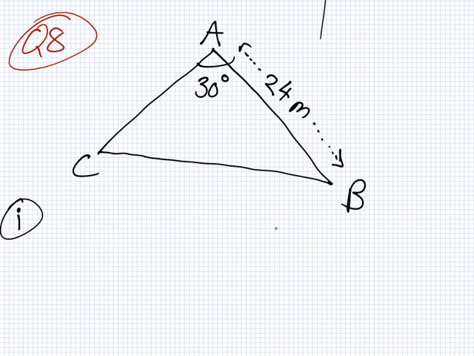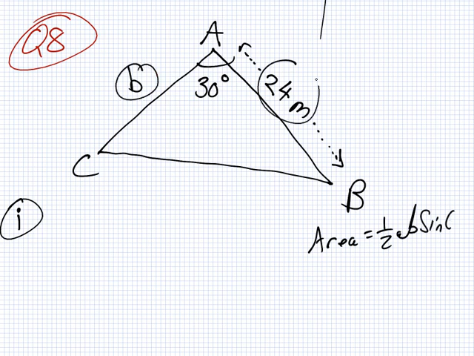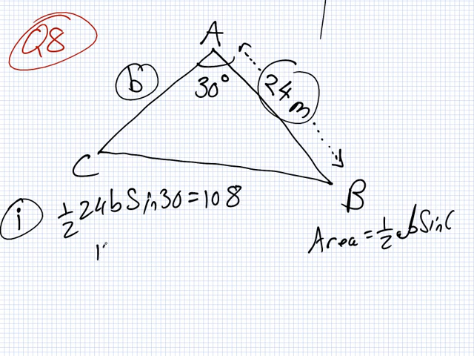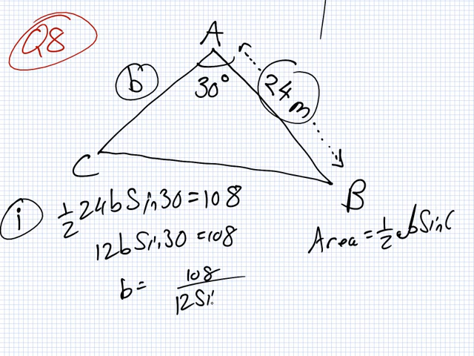Listen. The formula is a half AB sine C, or in other words, half the sides times the sine of the angle in between. So it's a half 24B sine 30. And that, we're told, should be 108. So that means 12B sine 30 equals 108. So B equals 108 over 12 sine 30.